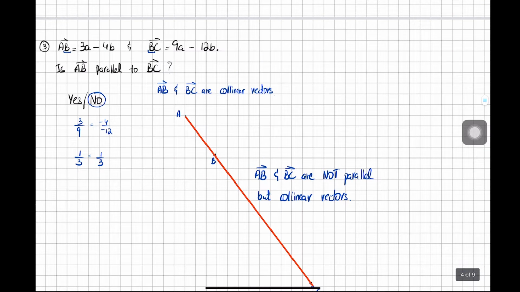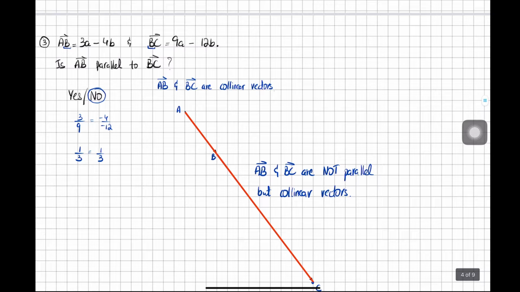The last concept we did was parallel and collinear. Let me ask you, let's see how much you remember. How do we distinguish between parallel and collinear vectors? There's one easy way to distinguish between them. What is that?